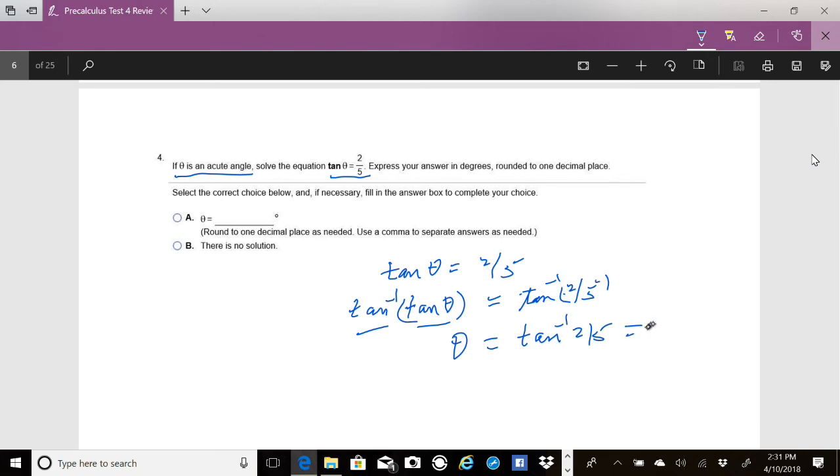Put that in your calculator, and you get theta is equal to 21.801 degrees. And we would write this as 21.8 to 1 decimal place. Notice it's asking us to find the answer in degrees, so the calculator has to be in degree mode. Be sure to watch your calculator and have it in the correct mode.